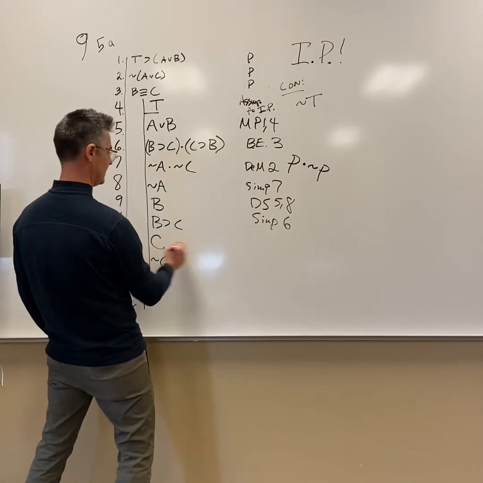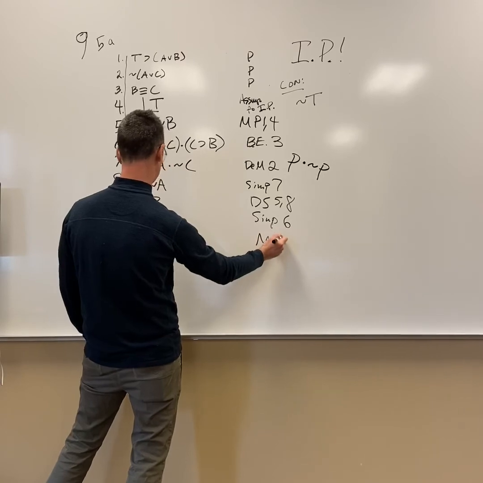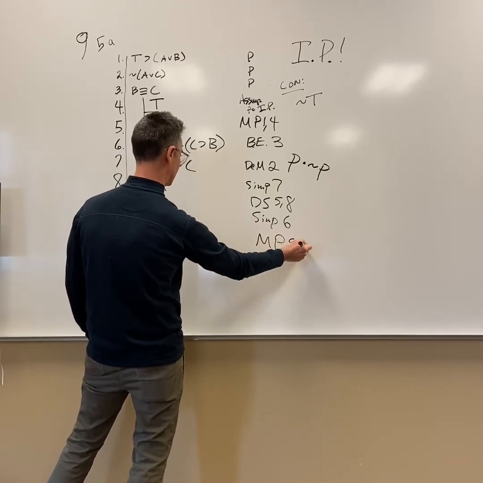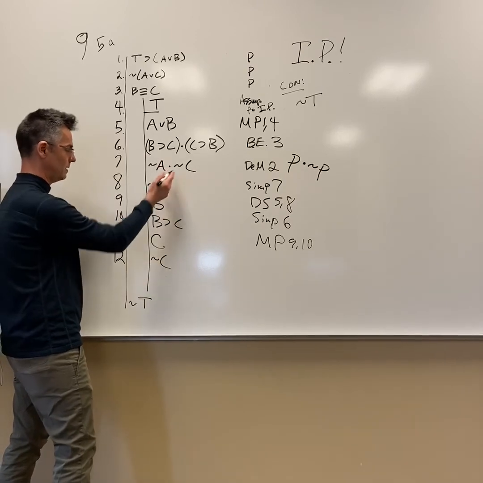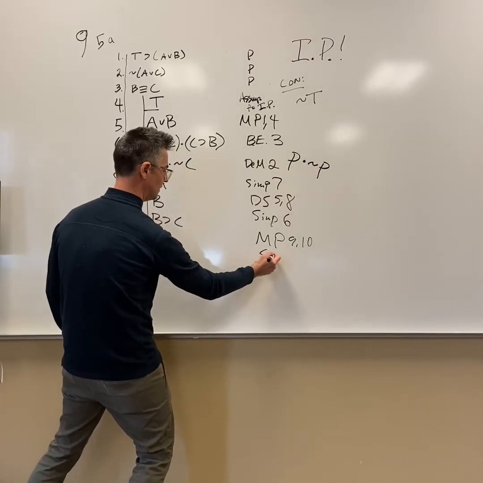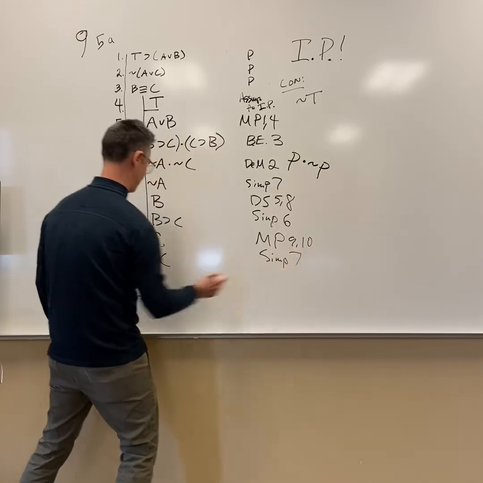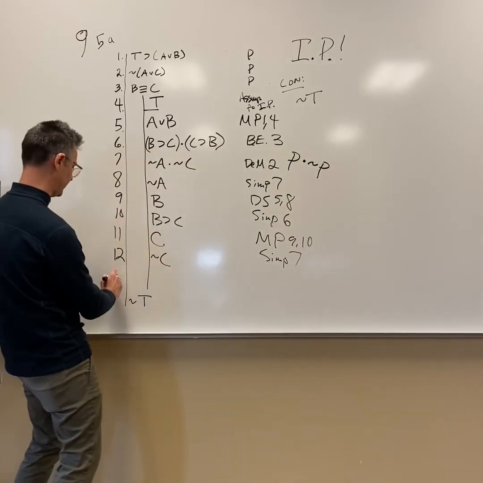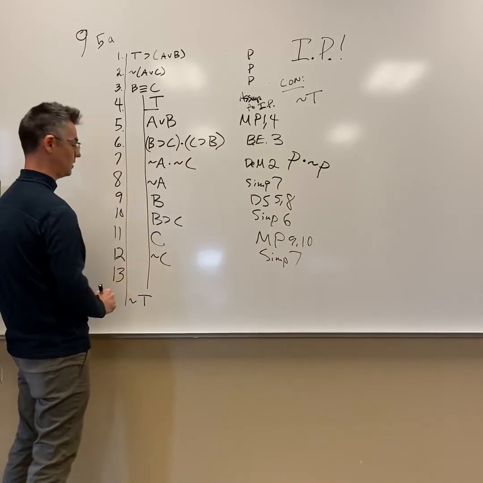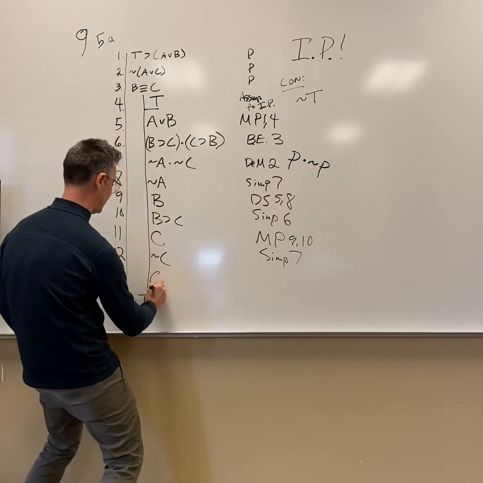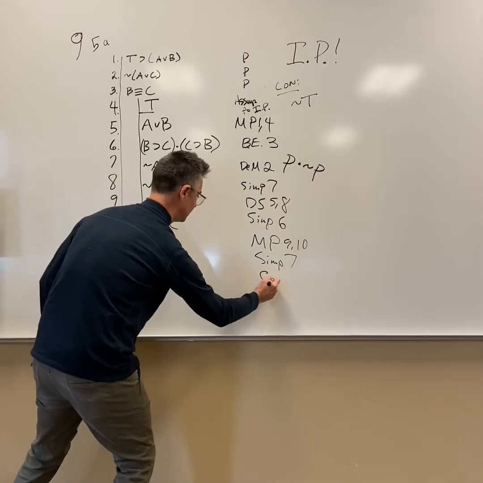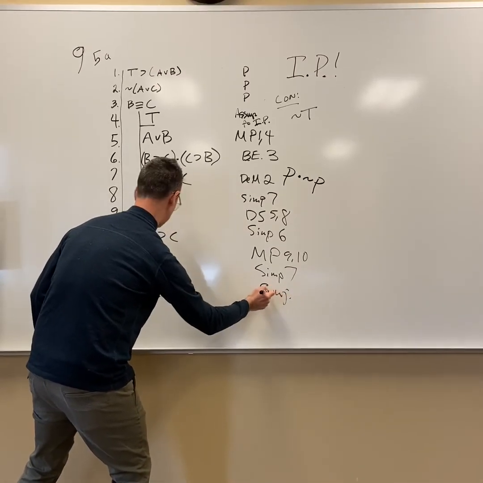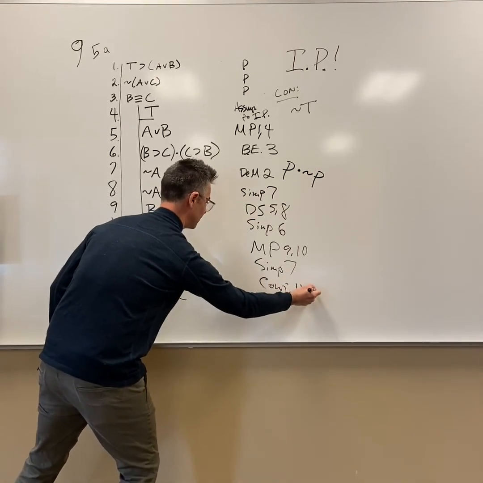How did I get the C again? That was modus ponens on lines 9 and 10. How did I get the not C? Well, that was just simplification on 7. So now I've got an explicit contradiction, but to really discharge the assumption properly, I have to put those together. So that's just C and not C by conjunction on 11 and 12.